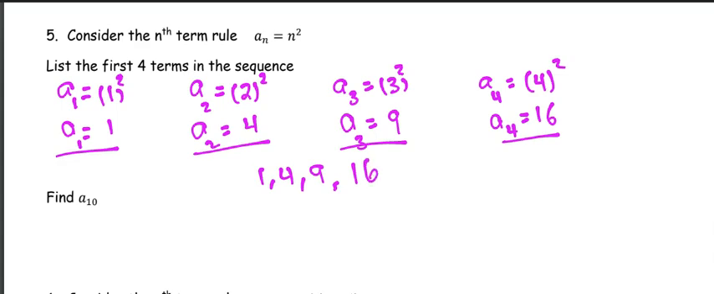Now to find the 10th term, I'm going to have to switch n with 10. And then I'm going to end up with 10 squared. That means the 10th term is 100.